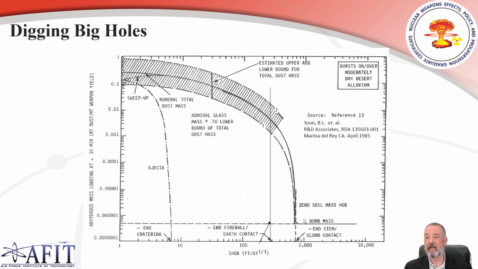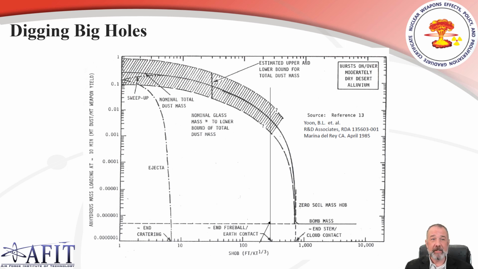So what does all this mean? Well, this means the lower your height of burst, the more junk you're pulling up into your radioactive cloud, the more it's going to interact with the radioactive material that you've produced from your detonation. So the more volume of stuff that's going to fall back out.